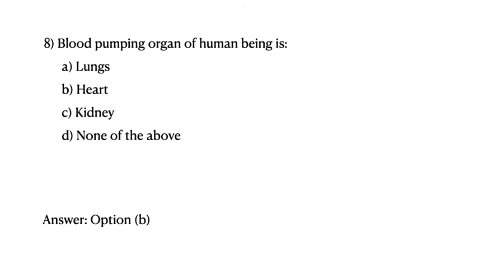Question number 8. Blood pumping organ of human being is option A, lungs, B, heart, C, kidney, D, none of the above. Now children, tell me which would be the correct answer. Yes, heart is the correct answer. So here option B is the correct answer.